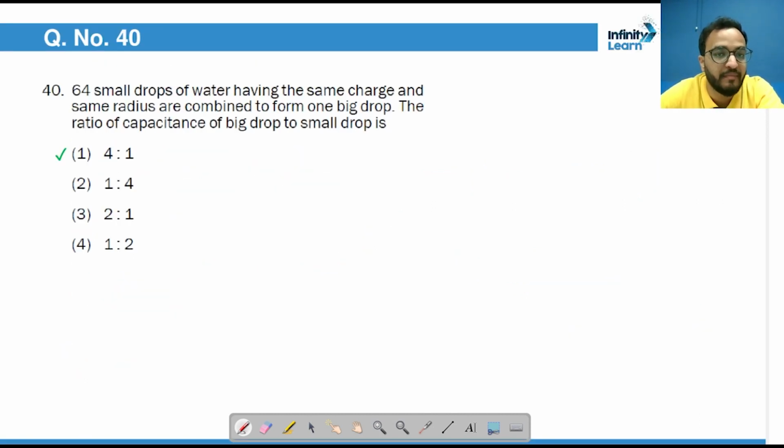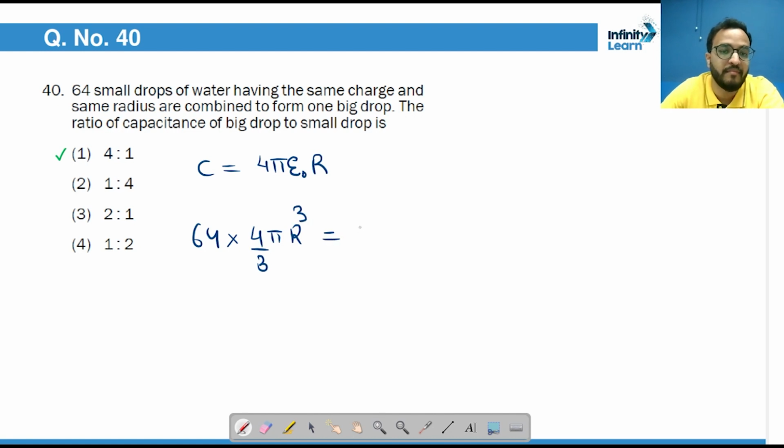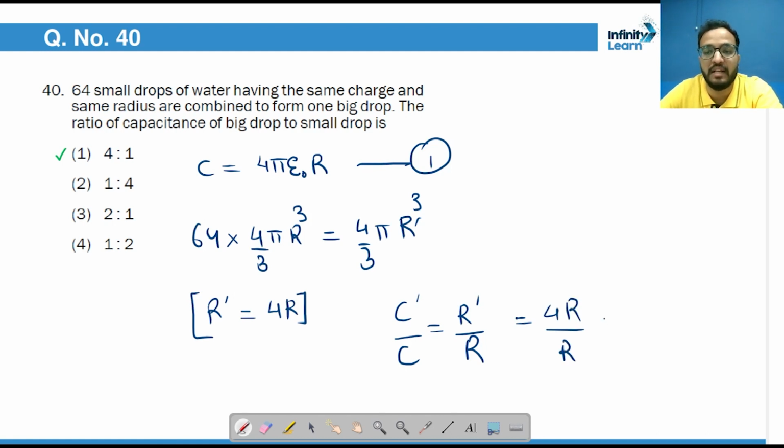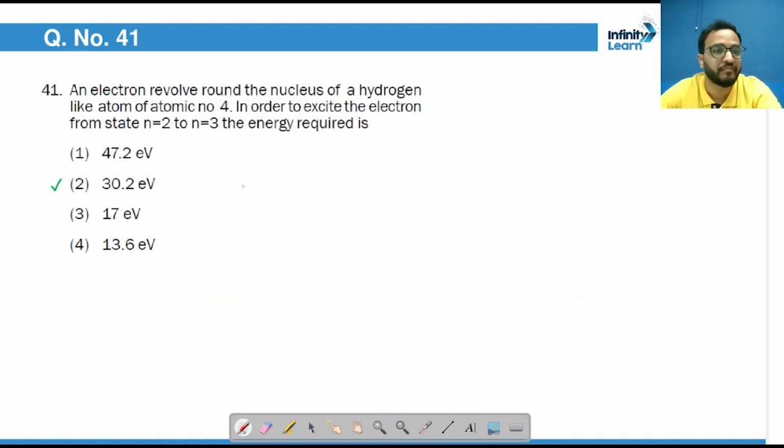Now question number 40. See, what is the capacitance of a sphere? 4 pi epsilon naught r. Right. Now there are 64 drops. Volume of each is 4 by 3 pi r cube. So overall volume for the new drop will be 4 by 3 pi r dash cube. So r dash will be, from here you can say 4r. So obviously C dash by C will be R dash by R from this formula. So it is 4R by R. It is 4:1. Got it?